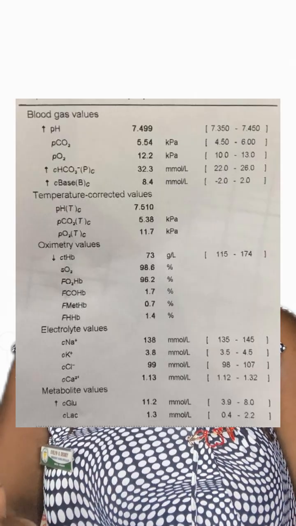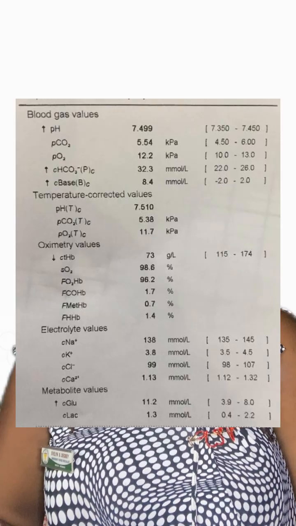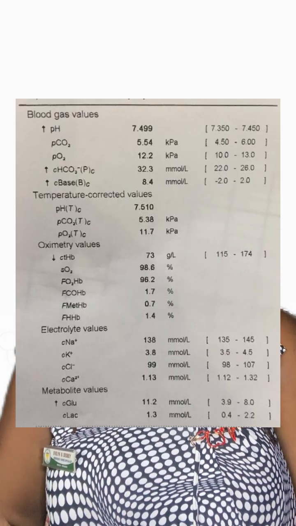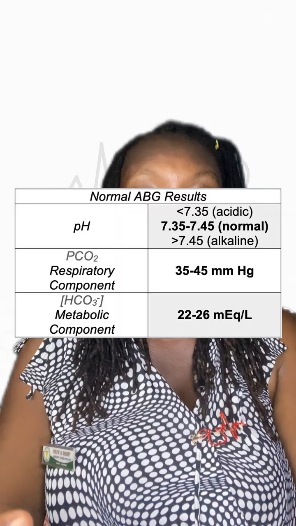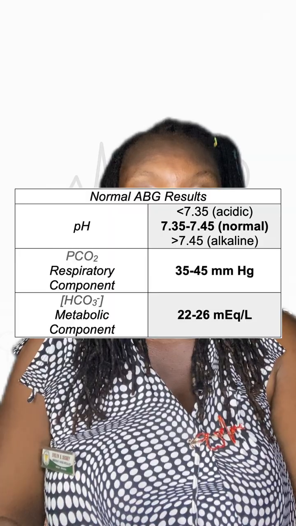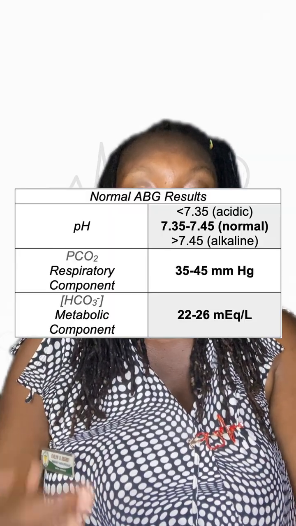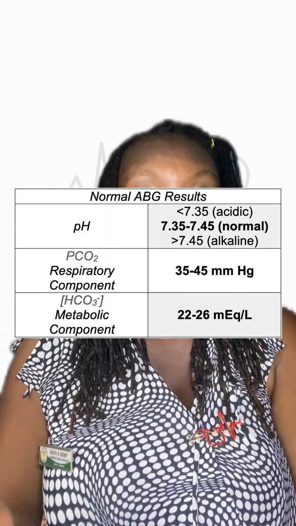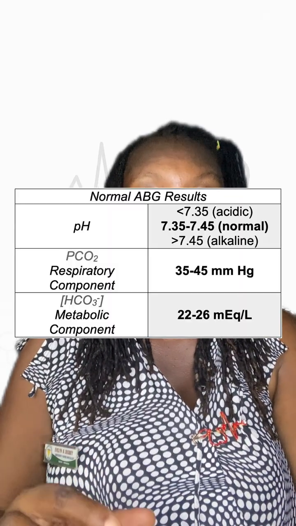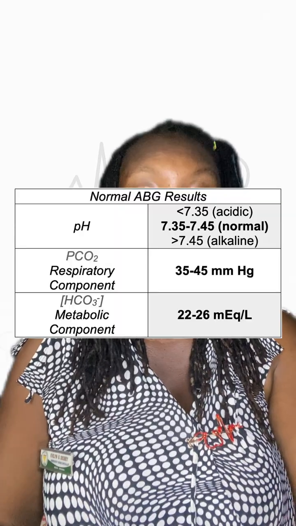Now usually an ABG result looks something like this. But for the sake of this video we're going to concentrate on the pH, the carbon dioxide, and then the bicarb. The normal values of the bicarb, carbon dioxide, and pH are what you can see over there. These are the normal values, and these are usually the reference points in identifying what is going on. Like I said, there are so many values on the ABG, but we're going to concentrate on these three for the purpose of today's video.